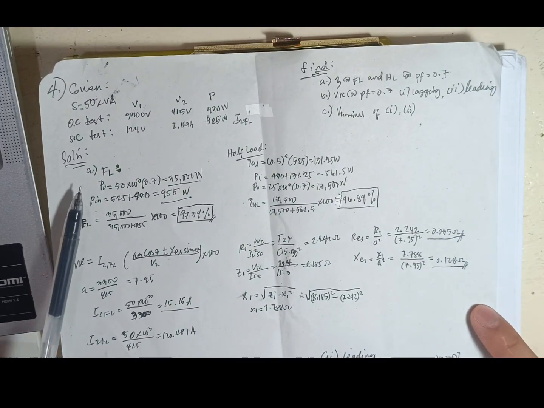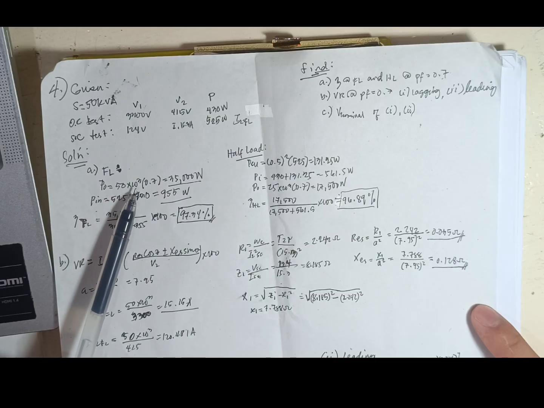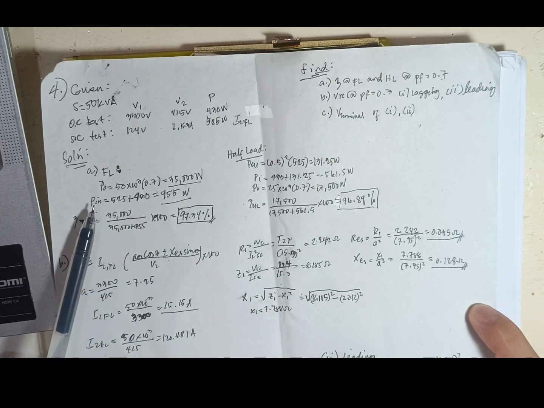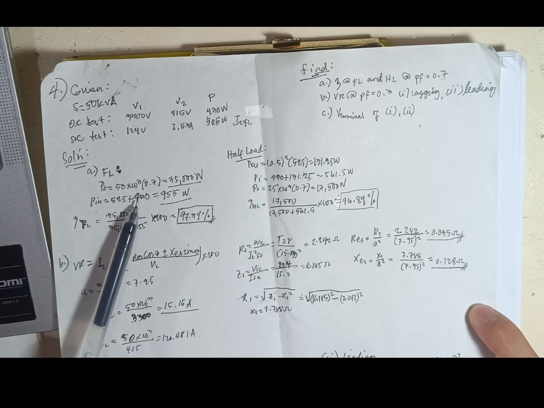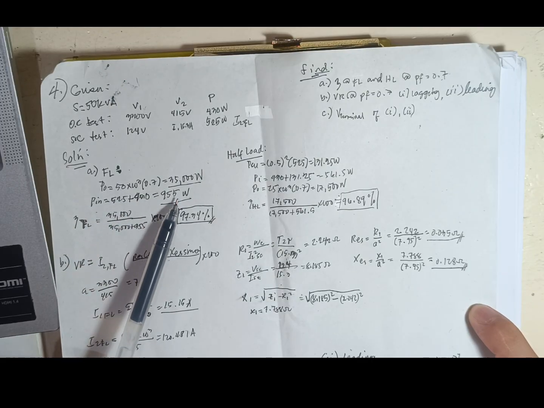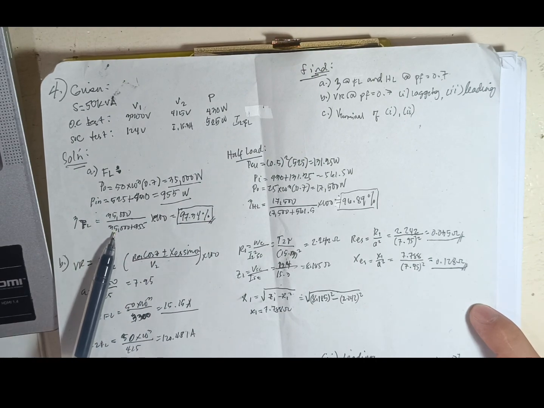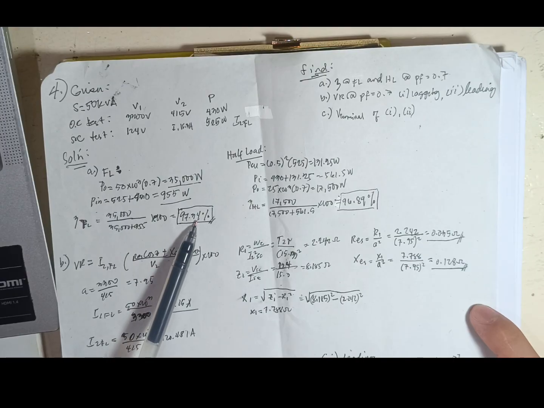At A, for full load, P out is equal to 50 times 10 raised to the power of 3 times 0.7, which is equal to 35 kilowatts. Then PN is equal to 525 plus 430, which is equal to 955 watts. So the efficiency at full load is P out over PN times 100, so we have 97.34%.